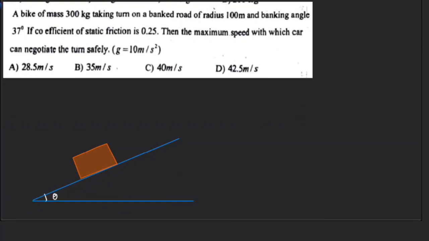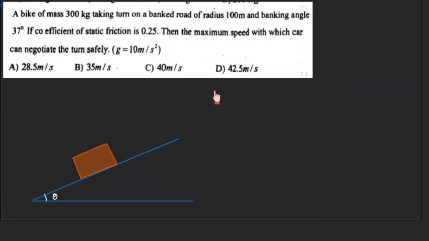Clear? Next one. A bike of mass 300 kg is taking a turn on a banked road of radius 100 meter and banking angle is 37 degrees. If the coefficient of static friction is 0.25, then the maximum speed with which the car can negotiate the turn safely is.